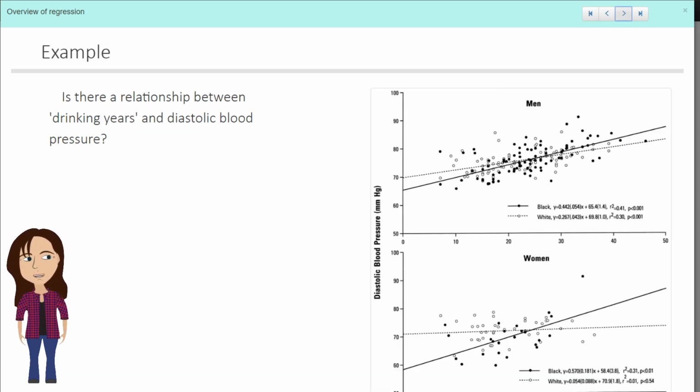I've got another example here. This one is between drinking years, which would technically be a count variable, but it looks continuous enough that we can treat it that way, and the relationship with diastolic blood pressure. In this case we're actually showing three variables because they have looked at the drinking years, diastolic blood pressure, and also race, and then they've split that up over two graphs for men and women.